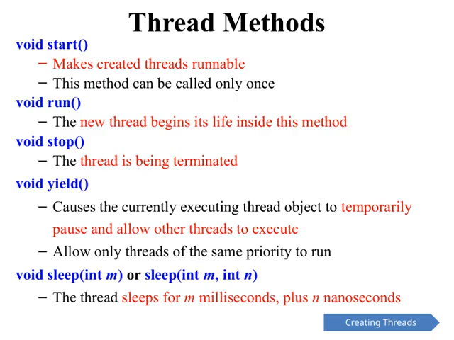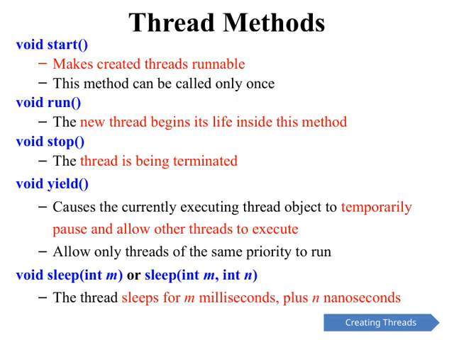Next, we have the run method. This is where the thread begins its life. When a thread is started, the code inside the run method is what executes. Think of run as the main activity of the thread. Then there's the stop method, which is used to terminate a thread. When stop is called, the thread is essentially being shut down. It's no longer active.